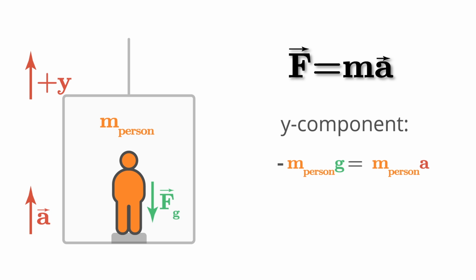Finally, I have the normal force that's holding the person up. This is the normal force from the interaction between the person and the scale, and so this is the unknown quantity that I'd like to know.